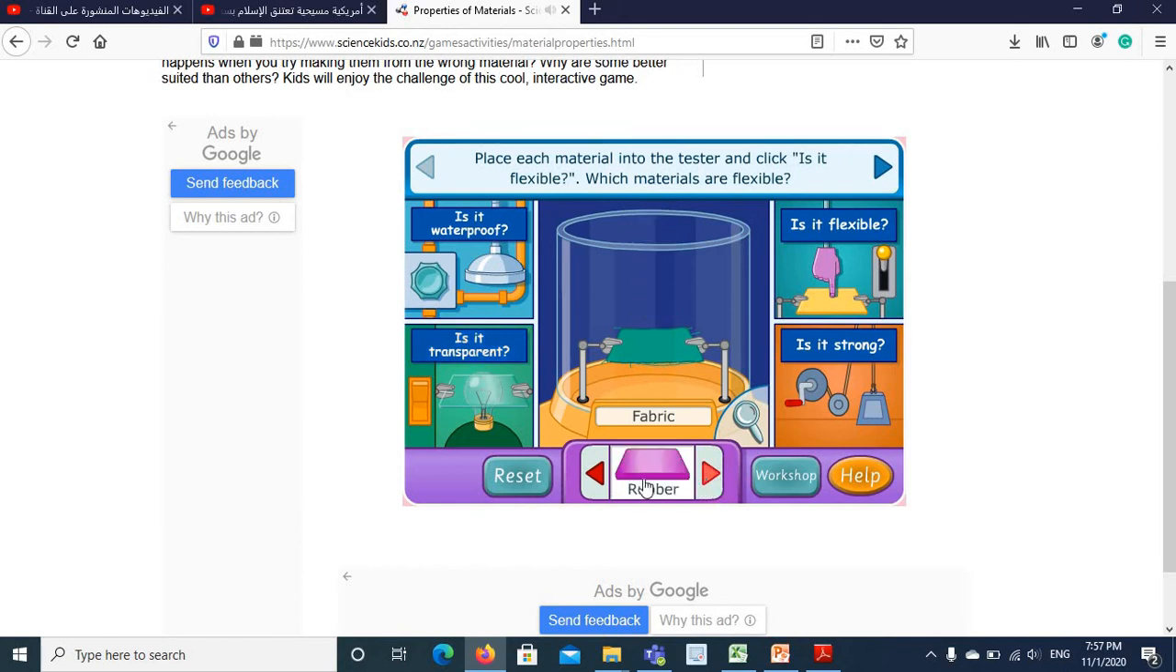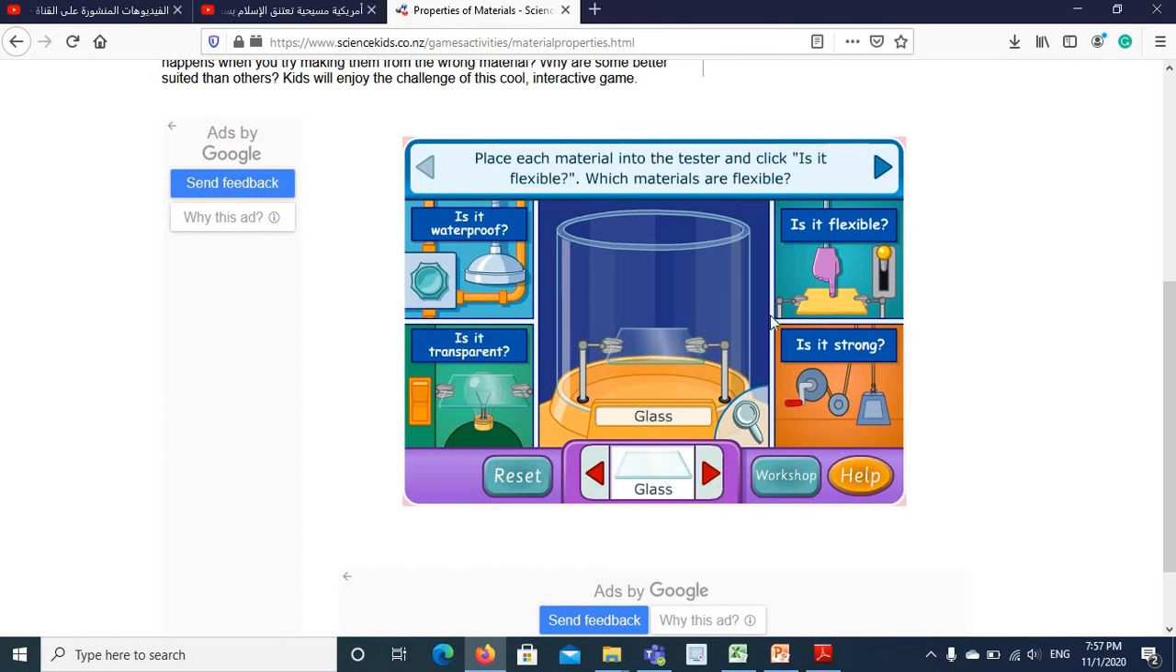Okay, let's touch rubber. Is it flexible? Somehow. Is it strong? Yeah, strong. Is it transparent? No, it's not. Does it absorb water? No, it's not. Let's see glass.